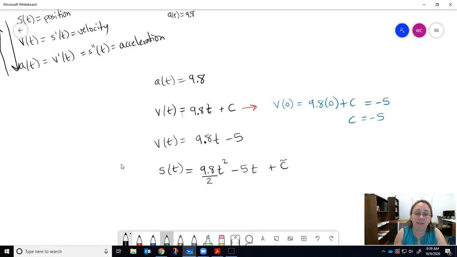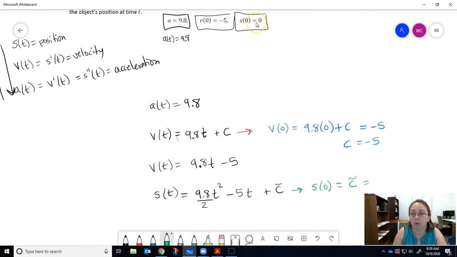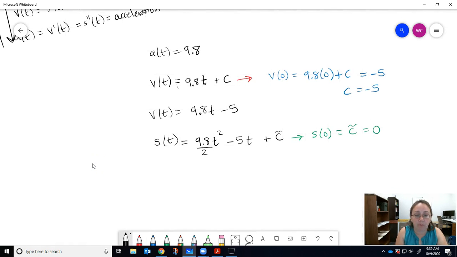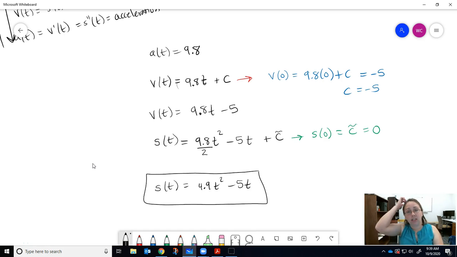But remember, they have given us some information. They have told us what the initial position is. If you plug in 0 for t here, only the c tilde will survive. And they told us that the initial position was 0. So c tilde is 0 here. So that information gives you the final position function. 9.8 over 2 would be 4.9t squared minus 5t, and c tilde is 0, so it's gone. There's your position function.